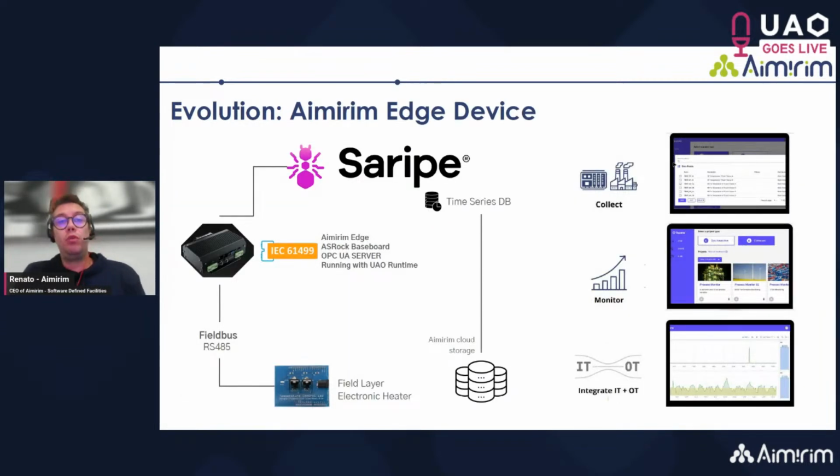And then we have the evolution. We have the Aimirim Edge device, where you can see on your left side. What we did, we built a full enclosure of Aimirim Edge device with an ASRock baseboard, and this was plugged to an OPC UA server running with UAO runtime, connecting to a field bus RS485, which is a field layer electronic heater. So this is a proof of concept validating our new edge device, which is the enabler when it's embedded with the 61499 for the new technologies for industrial transformation.